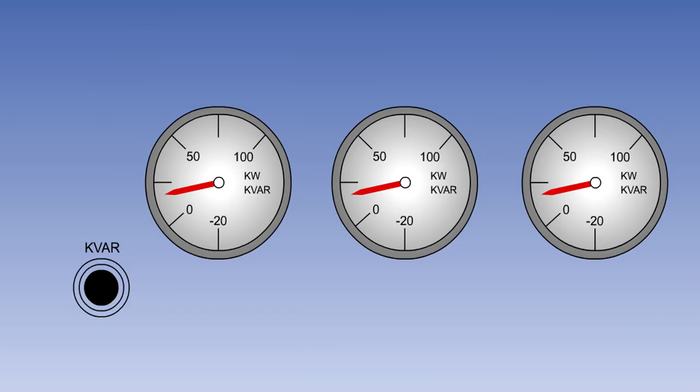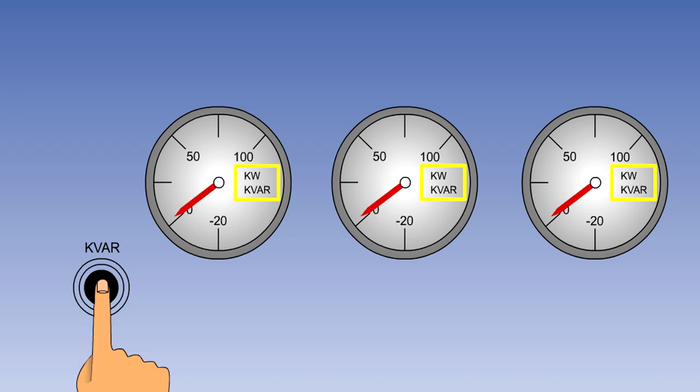Load meters are used in parallel generator systems to indicate the generator real or true power and reactive power output. There is normally 1 meter for each generator. Typically, the system is configured so that the real power in kilowatts or kW is normally displayed. Pressing the button allows the reactive load in kilovolt amps reactive or kVAR to be displayed.